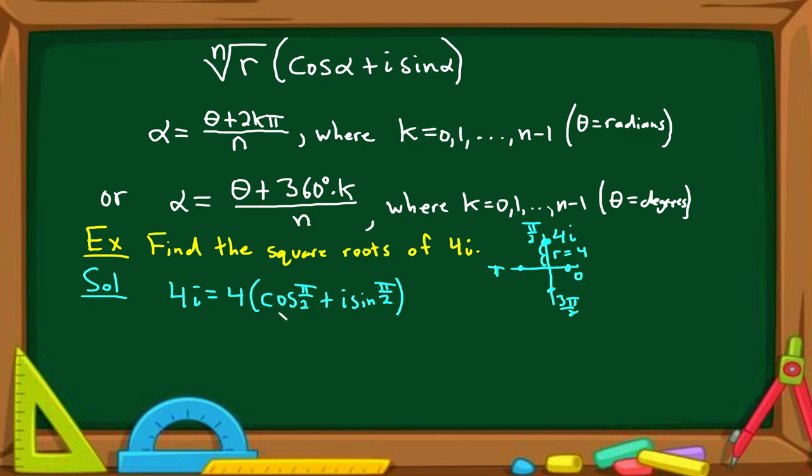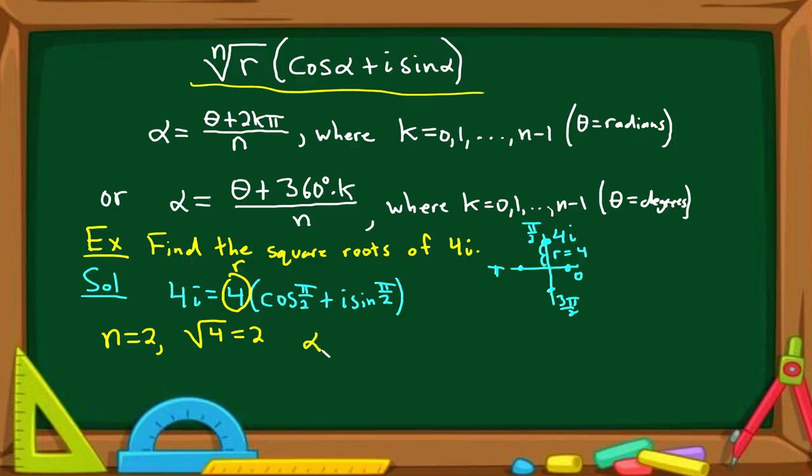So that's the polar form. Now we just have to use the formula. All we're doing here is using the formula. So we need the nth root of r. n here is 2 because we're looking for square roots. So the square root of r, which is 4, is 2. And now we just need to figure out alpha.